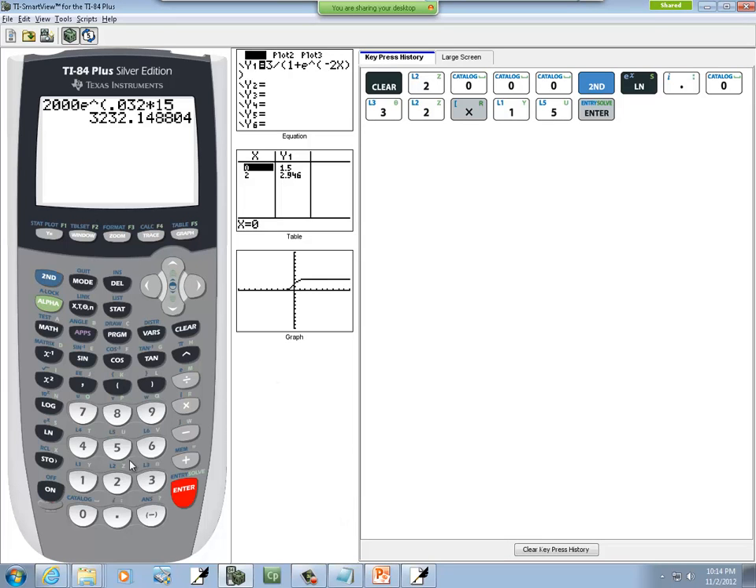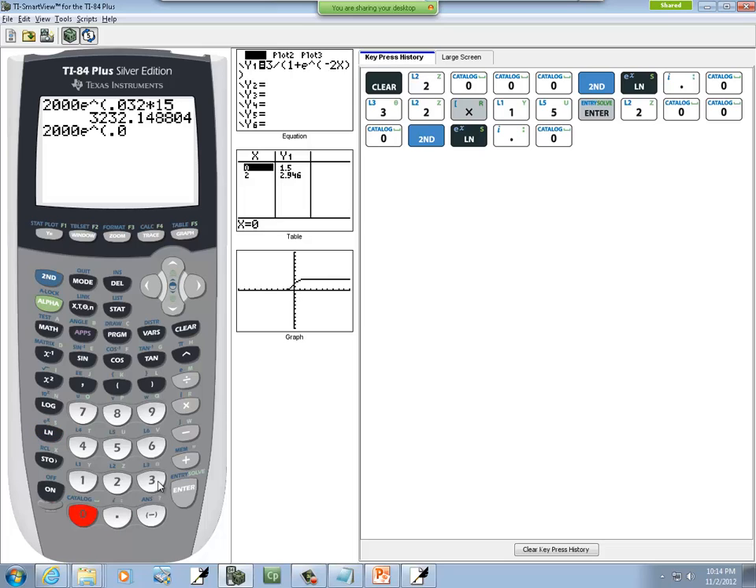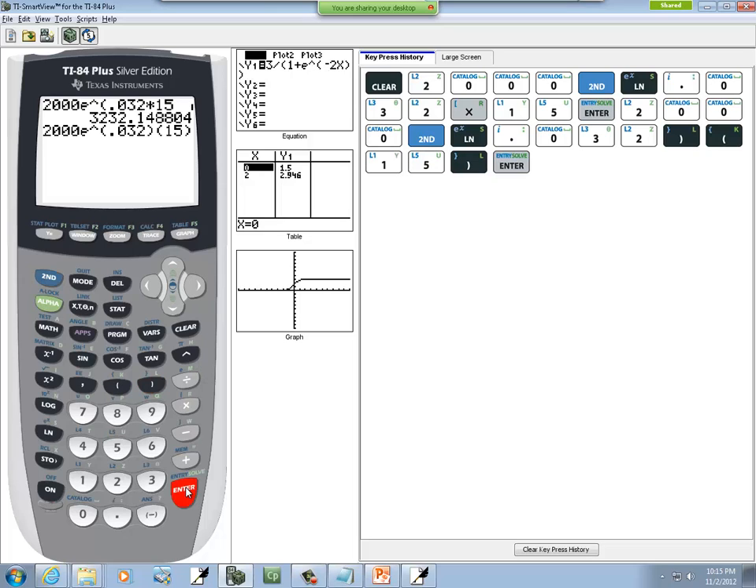What people will try to do in this problem is they'll put 2000, they'll do second ln, 0.032, closing parentheses, beginning parentheses, 15, closing parentheses. And that seems logical, because parentheses next to each other indicate multiplication. But when you press enter on that, you come up with some huge number. Again, when you're plugging these in, do not put any extra parentheses on them.